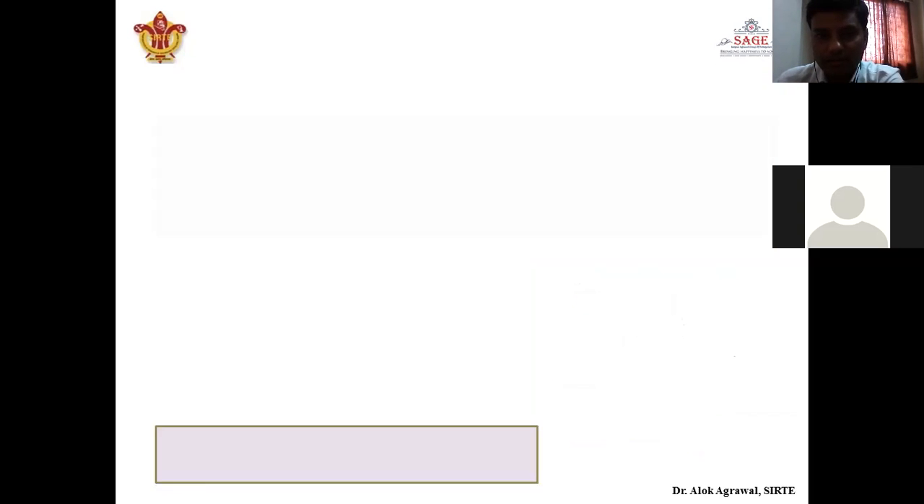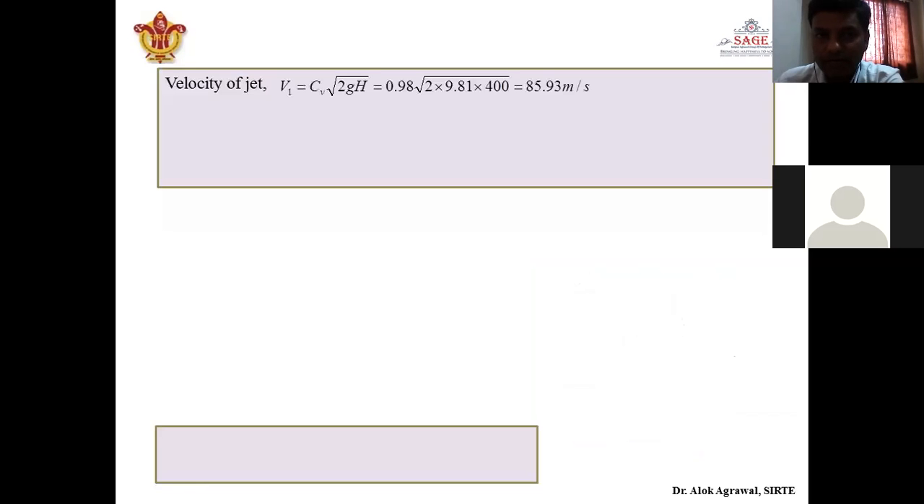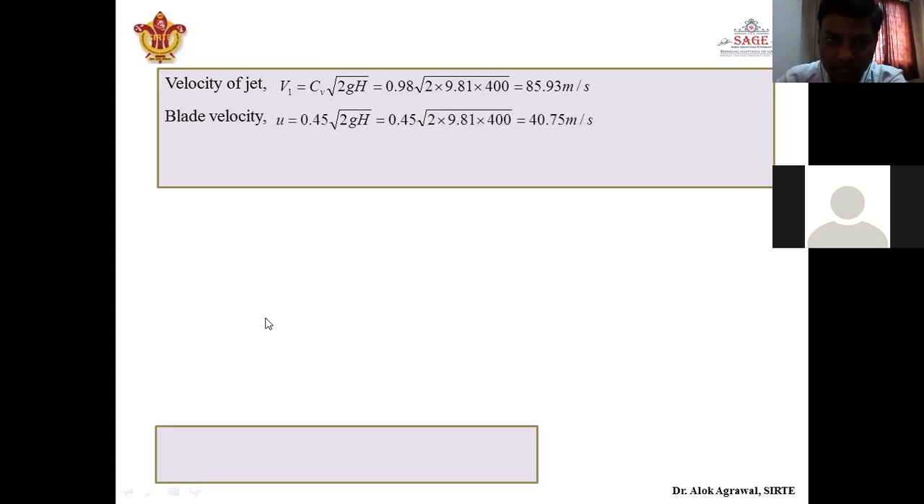Again, from the inlet velocity triangle, we get V1 equal to Cv into root 2gH. Everything is given, H is 400 meter. So V1 is 85.93 meter per second. Now blade velocity, U, is equal to speed ratio into root 2gH. Speed ratio is given as 0.45, so we will get blade velocity U equal to 40.75.